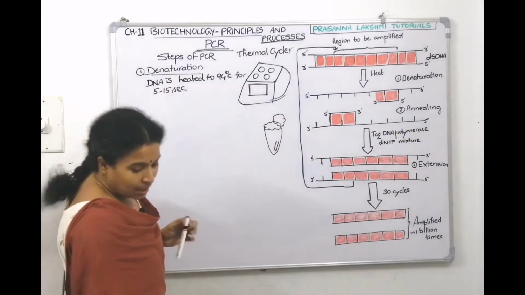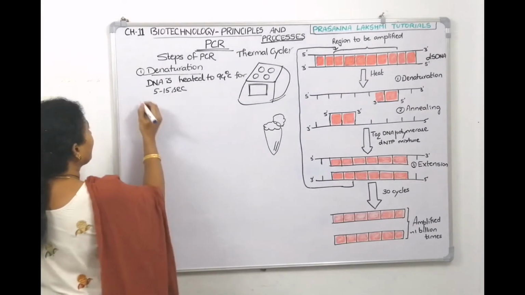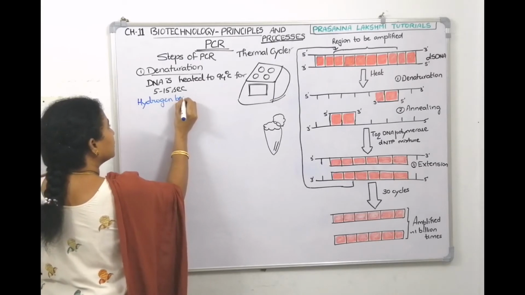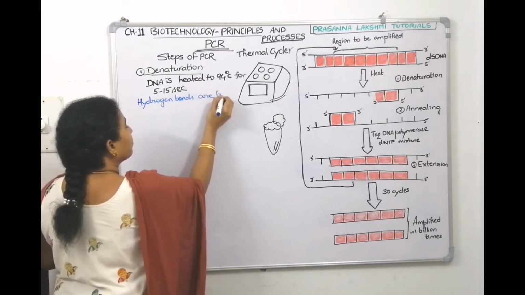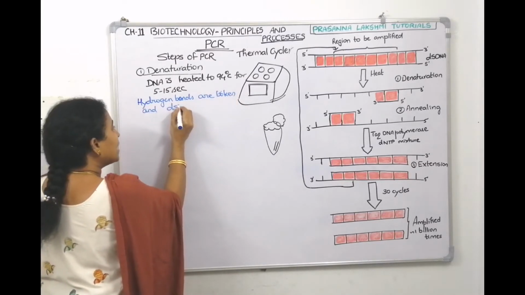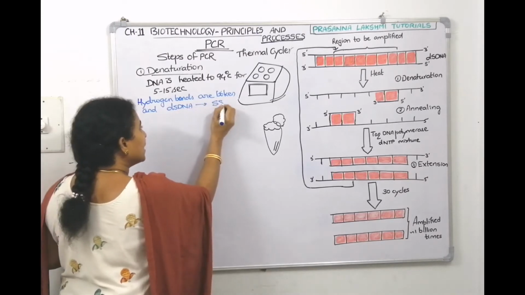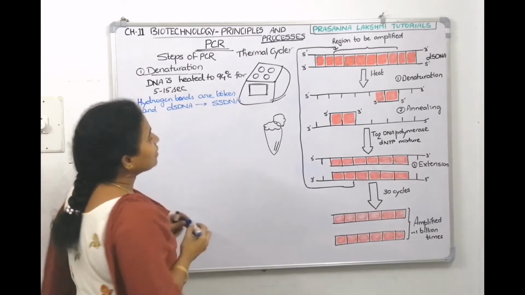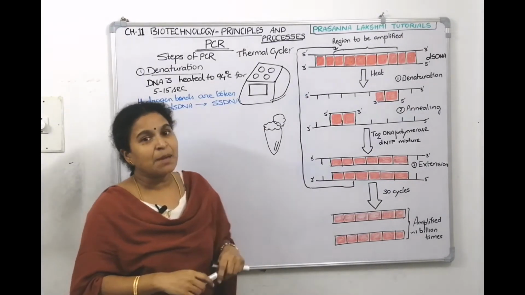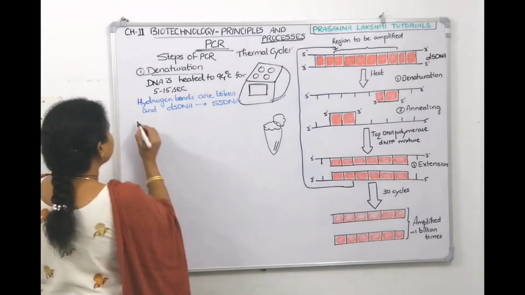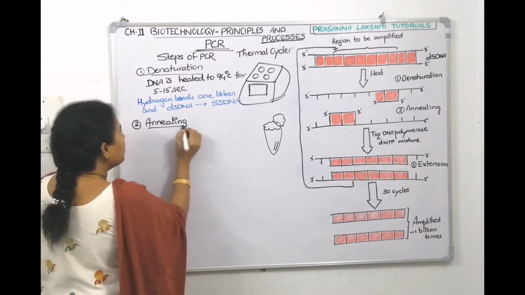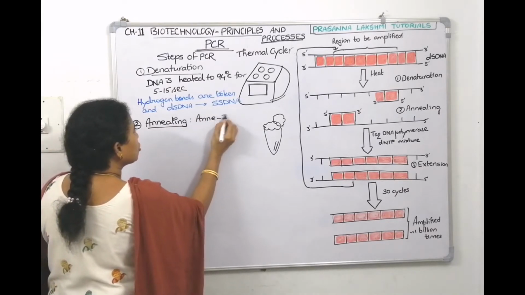So when you heat the DNA, what happens? Hydrogen bonds are broken and double-stranded DNA becomes single-stranded DNA. When it becomes single-stranded DNA, the next step is called annealing. Children, the meaning of anneal is joining.